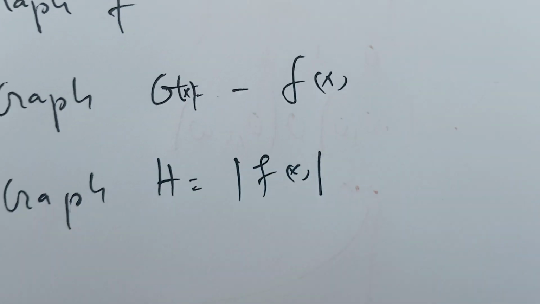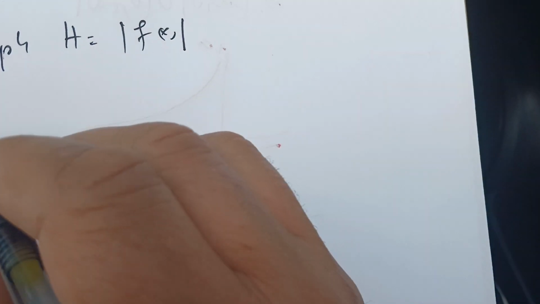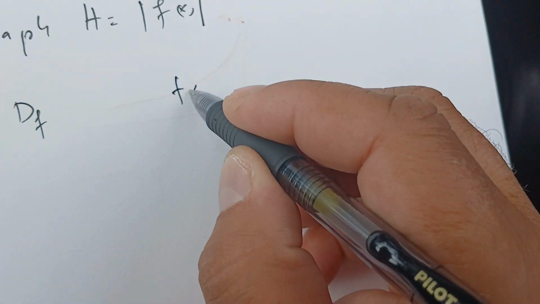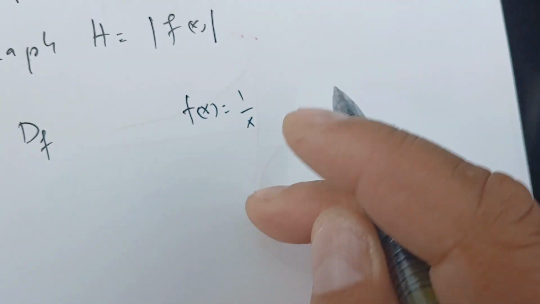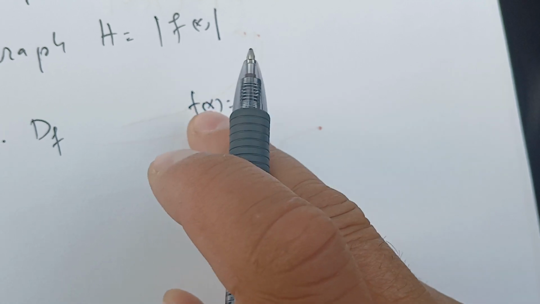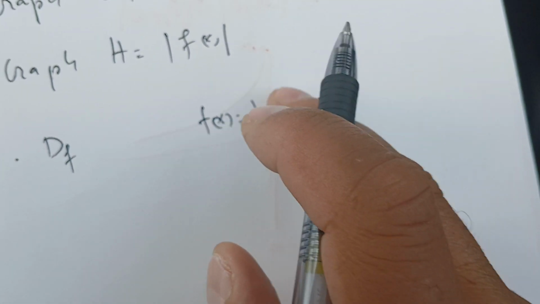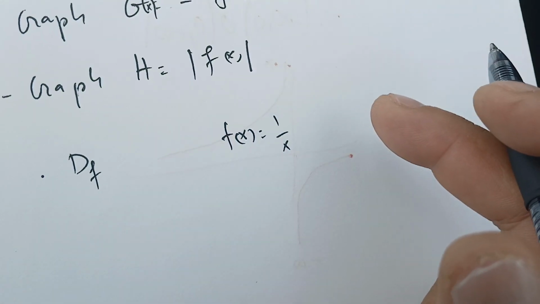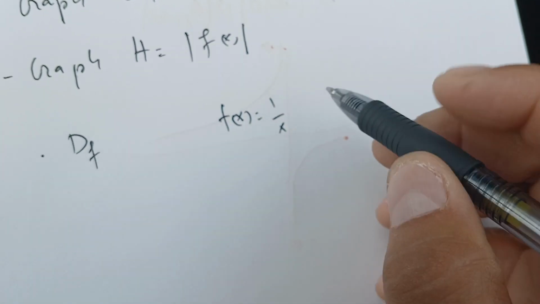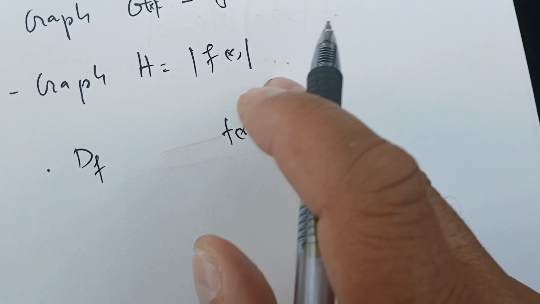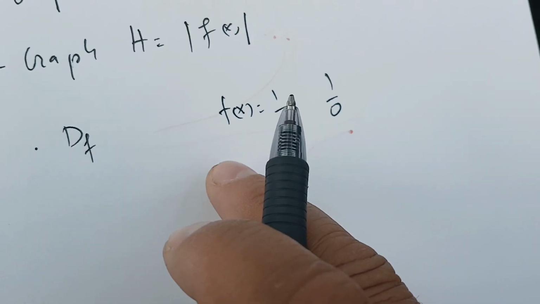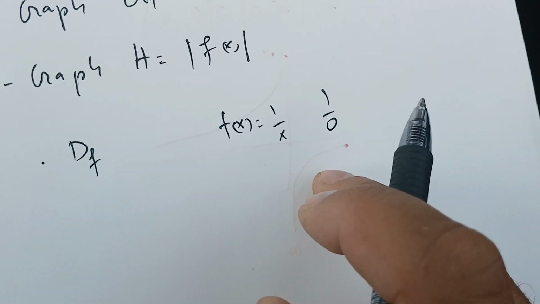Okay, the first question that we have is, what's the domain of f of x? So here we have f of x is 1 over x. We notice that for every x, we can divide by x, except when x is 0. So when x is 0, we have 1 over 0. So every value has an inverse except 0. That means 0 is the only element that can't have an inverse.